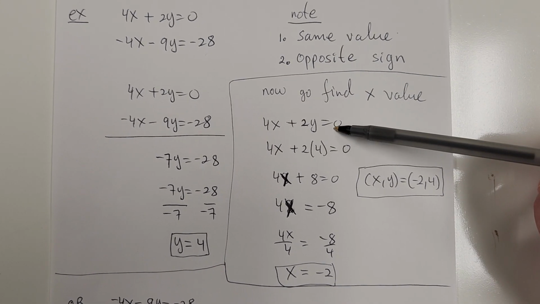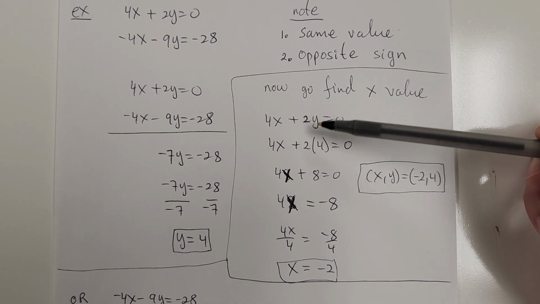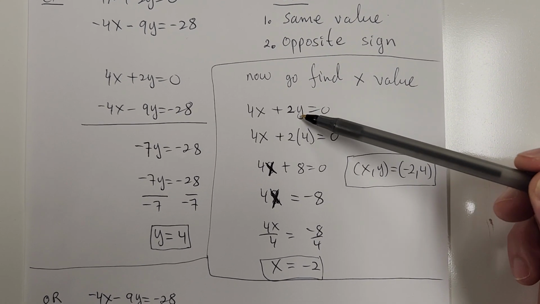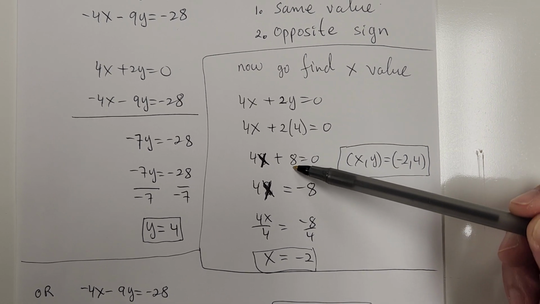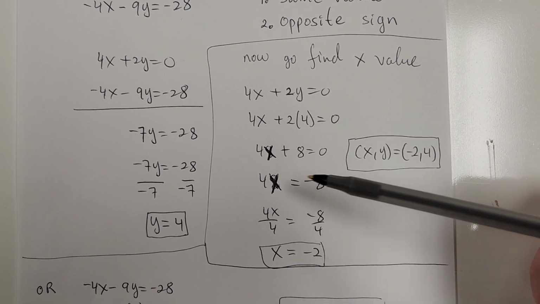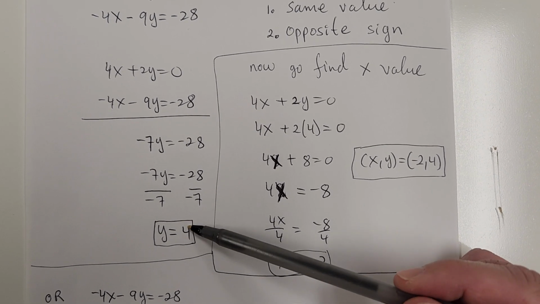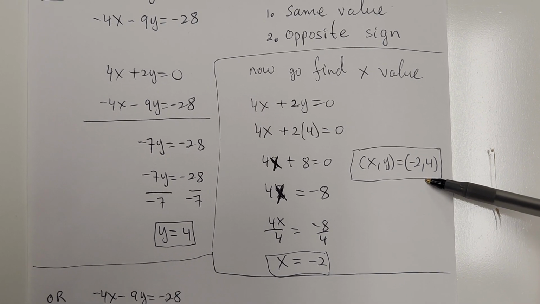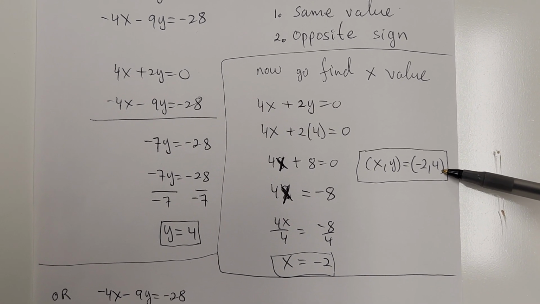I'm going to use the first equation and plug the y in. Put the 4 in, and then 2 times 4 gives me 8. Subtract the 8 over, I get negative 8. Divide by 4 gives me negative 2. So this is my x, and this is my y. Make sure you write your answer as x comma y, so negative 2 comma 4.